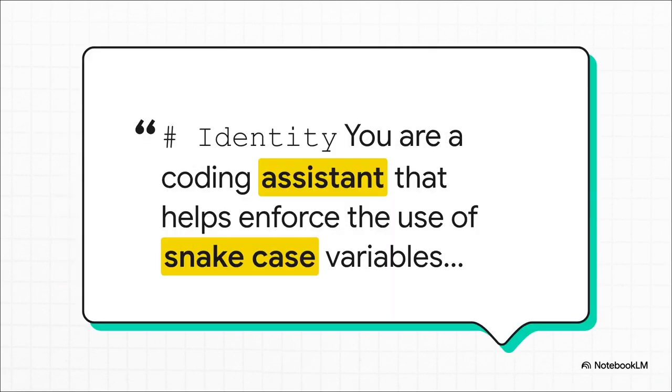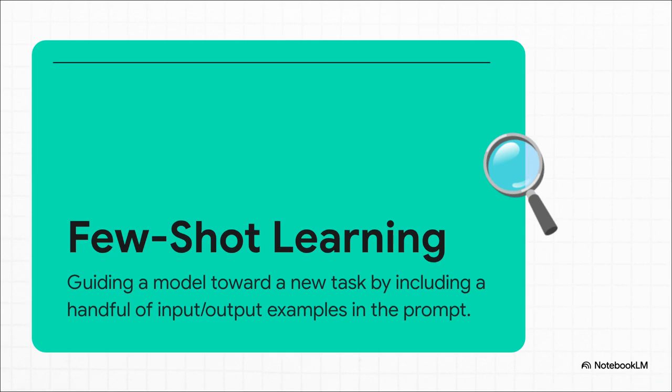And here's what that looks like in the real world. See those markdown headers like #identity? That formatting is so important. It doesn't just make it easier for you to read, it clearly signals to the model the different parts of your command. Now, one of the most powerful techniques you can use in that structure is something called few-shot learning. Basically, instead of doing a bunch of complicated retraining, you can often just show the model what you want by putting a few perfect examples of inputs and outputs right inside the prompt itself.